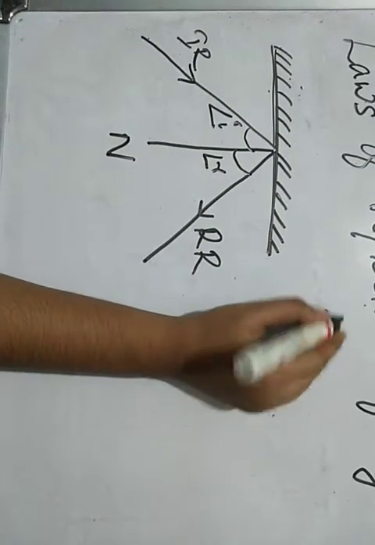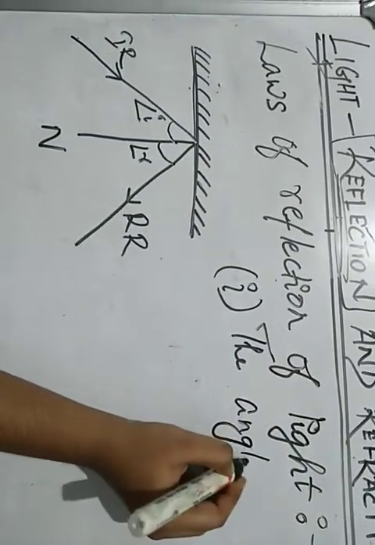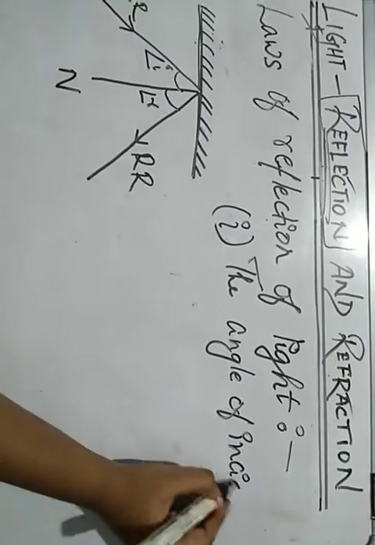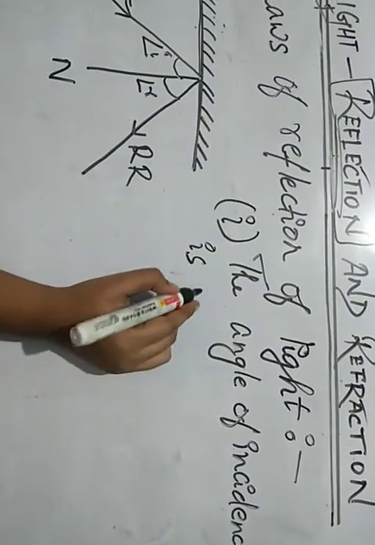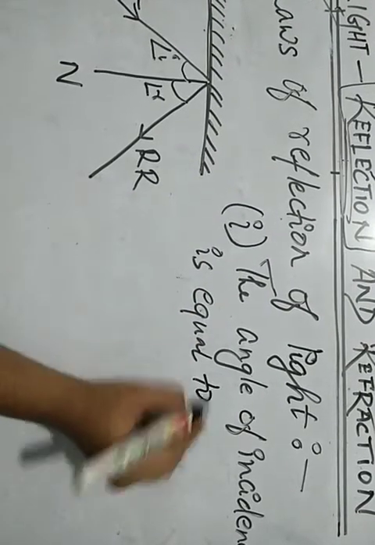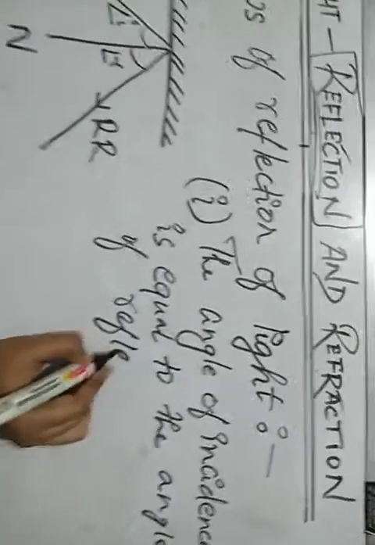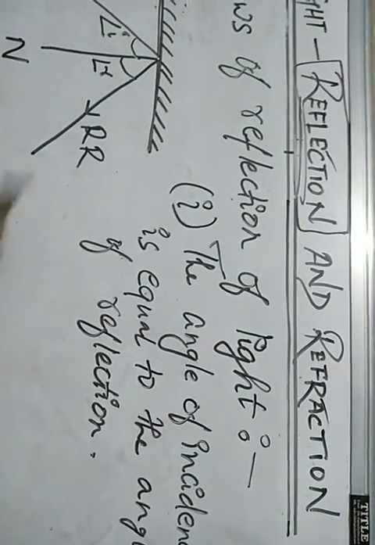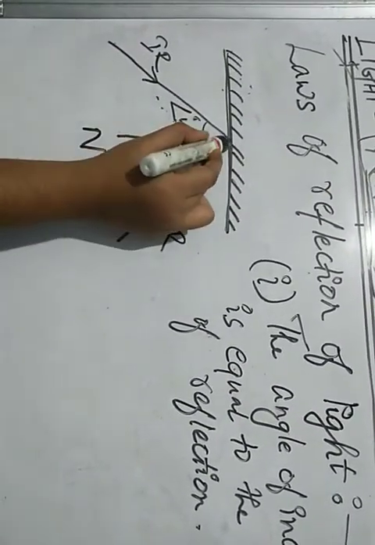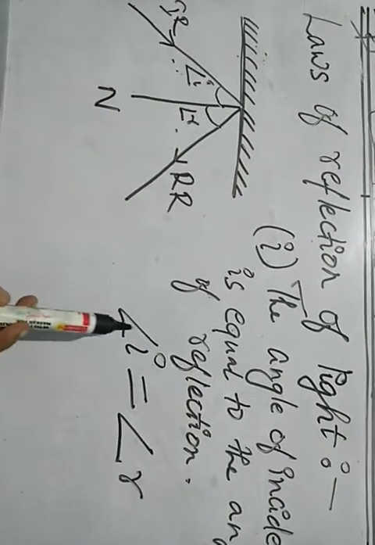The first law of reflection of light is: the angle of incidence is equal to the angle of reflection. That means these two angles are equal. The measure of this angle and the measure of this angle are equal. That means angle I is equal to angle R. This is the first law of reflection.